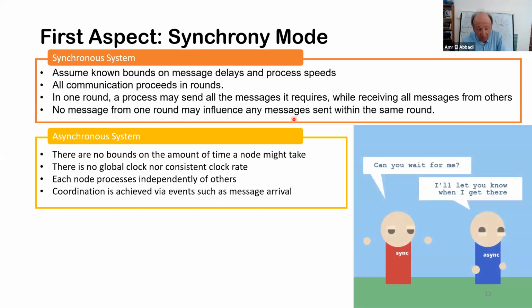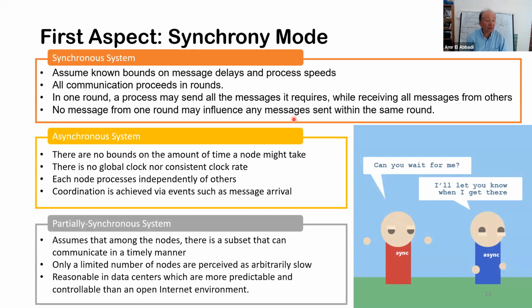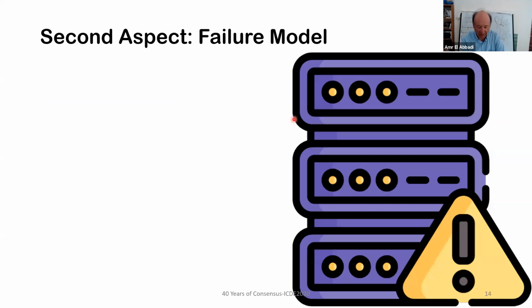What is often explored is also what's called partially synchronous systems, which assumes that among the nodes there is a subset that can communicate in a timely manner, and then this might be reasonable in some contexts and might not be reasonable in an uncontrollable environment. So only an arbitrary number of nodes perceive an arbitrary slowness. We'll explore different protocols along these three different aspects.